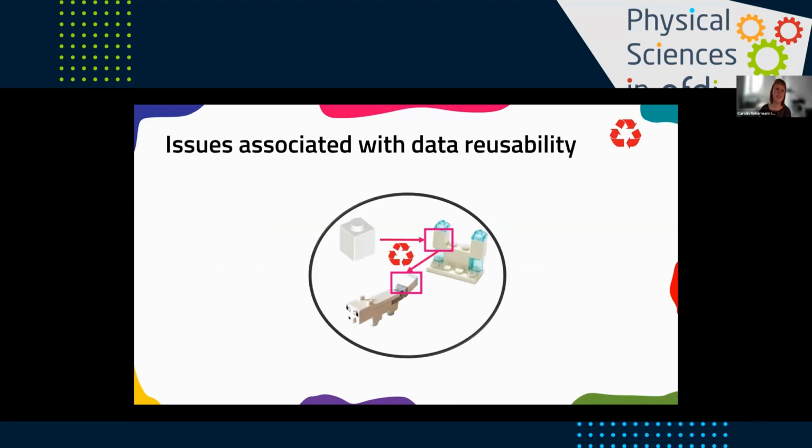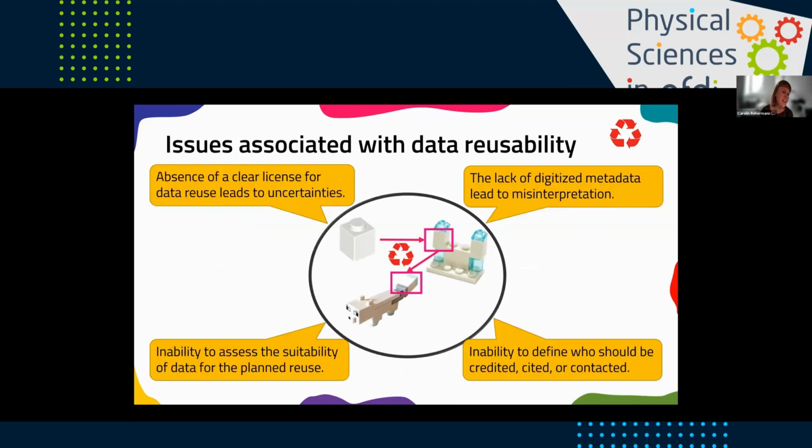And then there's the issue of reusability. Once we have identified our building blocks, we know them, we have all of it, but what can we do with it? How can I use, for example, this white Lego block again to build something like an ice crystal or a tail from a cat? So talking again in terms of data, an issue is often the absence of clear licenses for data reuse, a lack of digitized metadata, inability to define who should create, cite, or be contacted about this data, and the inability to assess the suitability of data for the planned reuse.